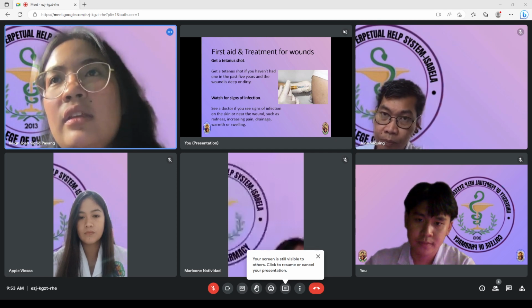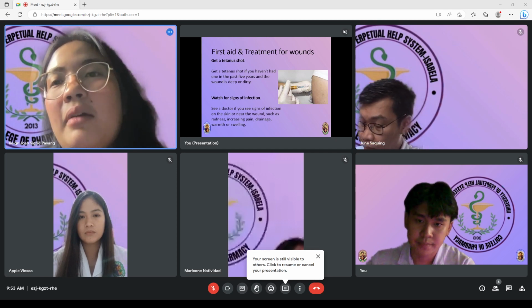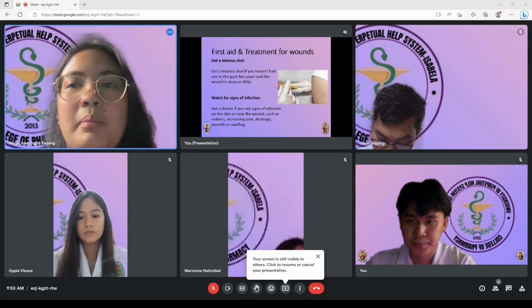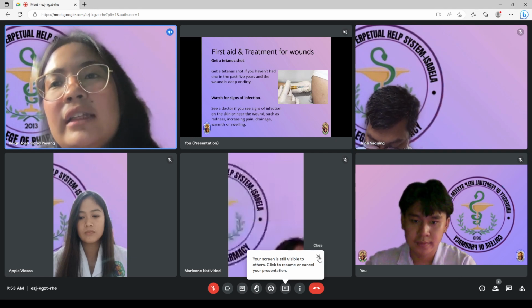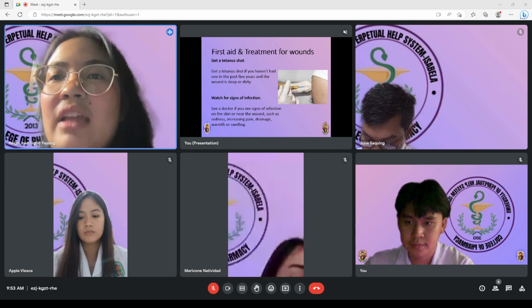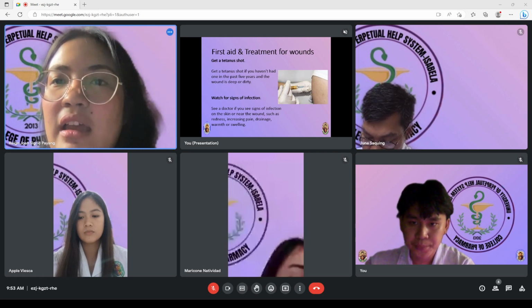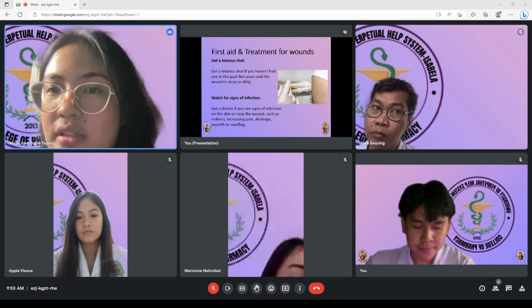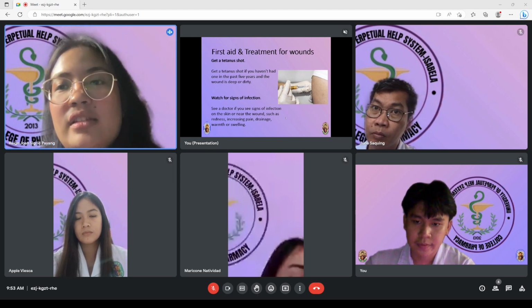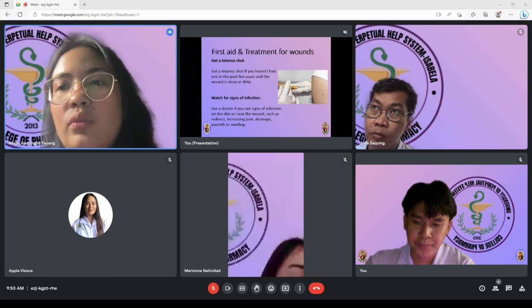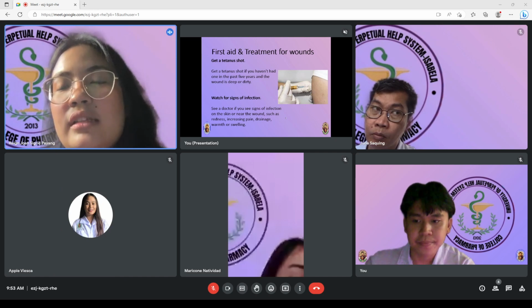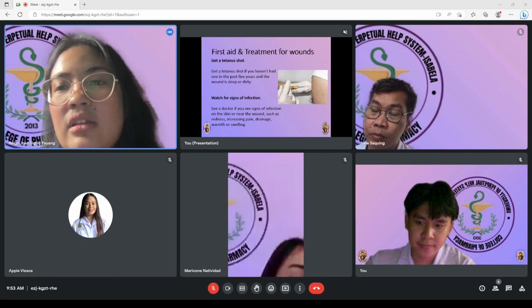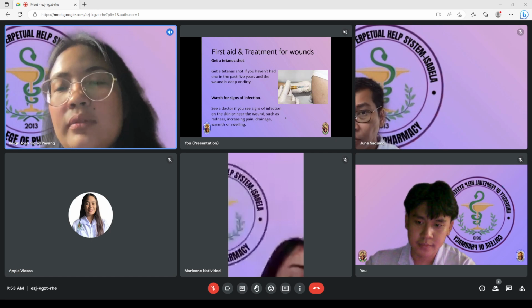In case you got a wound from metal, or a cut by rusty metal, get a tetanus shot if you haven't had one in the past 5 years and the wound is deep or dirty. Watch for signs of infection. See a doctor if you see signs of infection on the skin or near the wound, such as redness, increasing pain, drainage, warmth, or swelling.